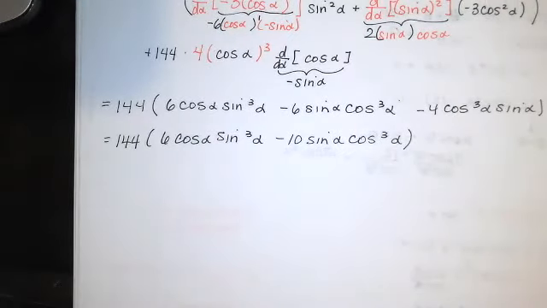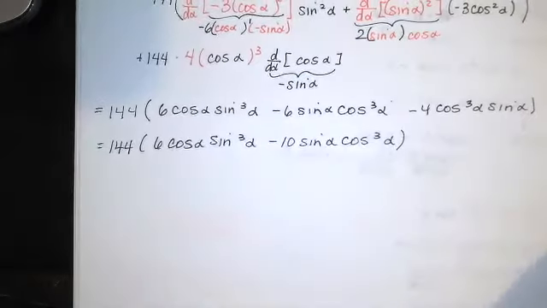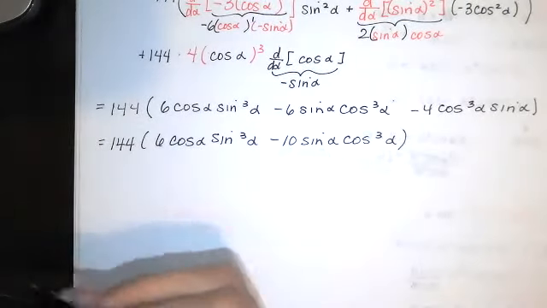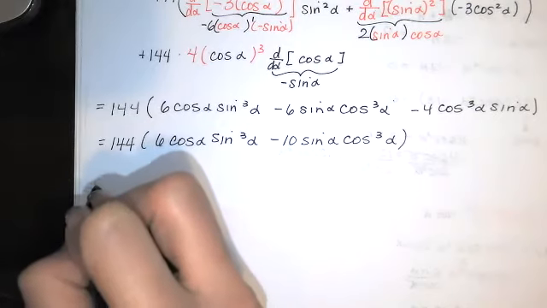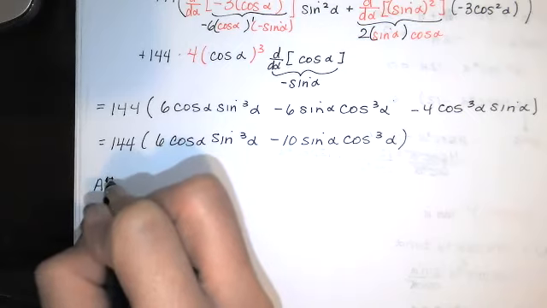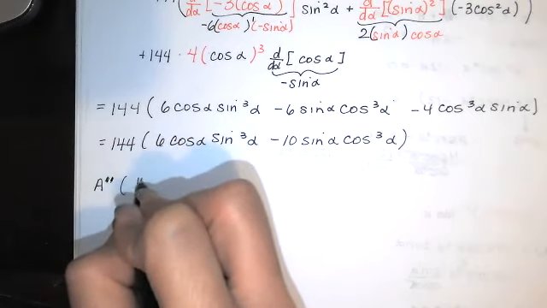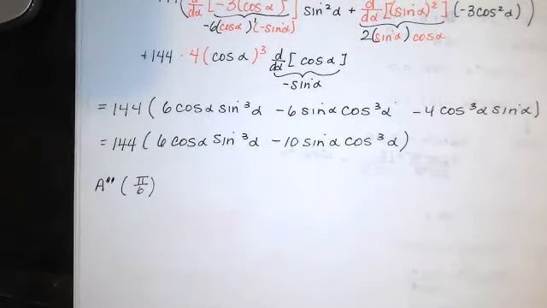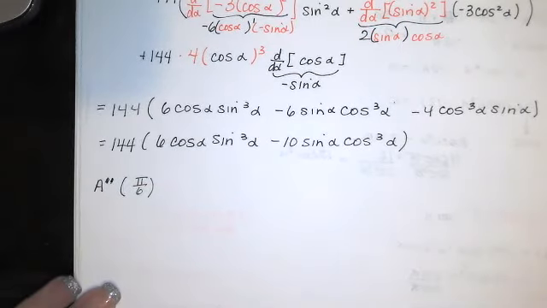I guess we could factor things out if we wanted to. Factor out a sine and a cosine. Actually, I think I'm going to leave it alone. Remember, what we want now, the reason we took the second derivative was so that we could use the second derivative test. We want to substitute in alpha equals pi over 6 and see what we get.